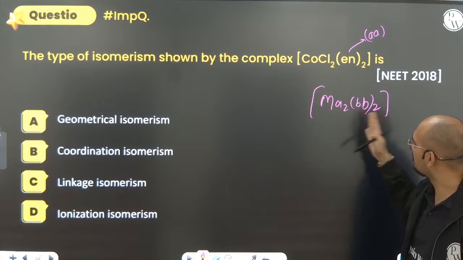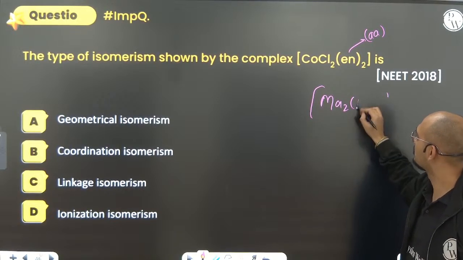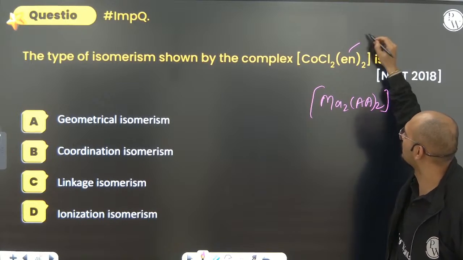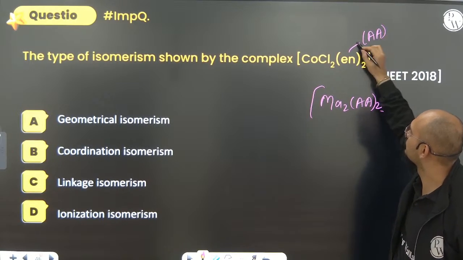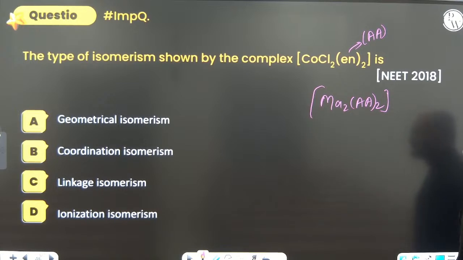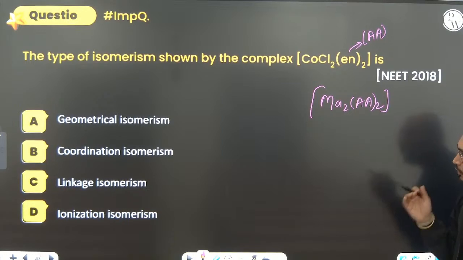If you just show something like that, or you can just write A twice, not a big deal. यार, जैसे भी करना है वैसे करो, कोई दिक्कत नहीं. तो A ऐसे भी show कर सकते, ठीक है. Now what we can see is that in such cases it can show geometrical isomerism. Can it show coordination, linkage, and ionization isomerism?